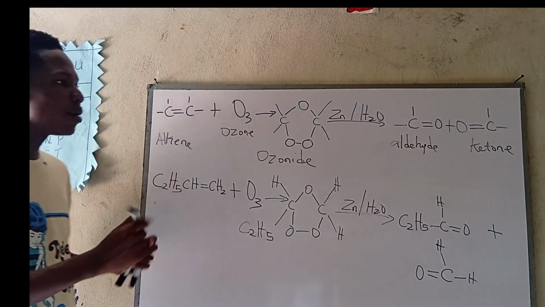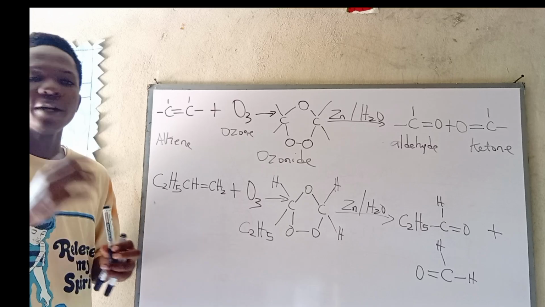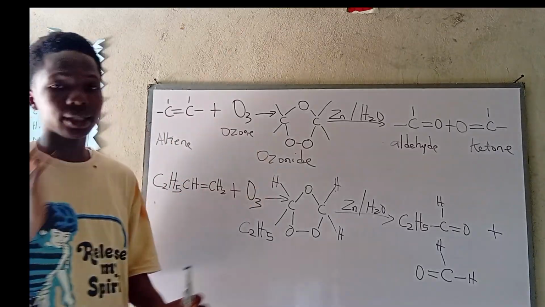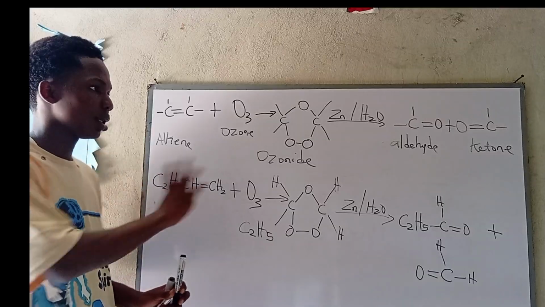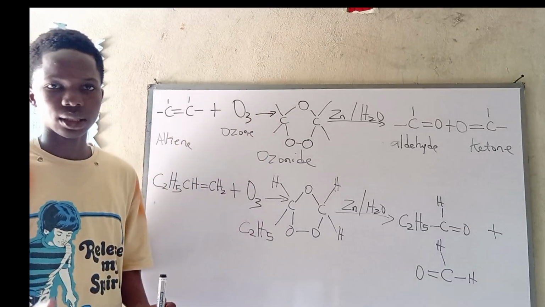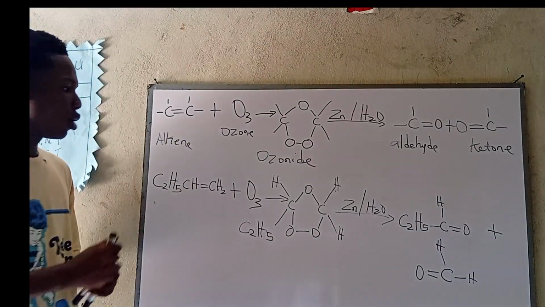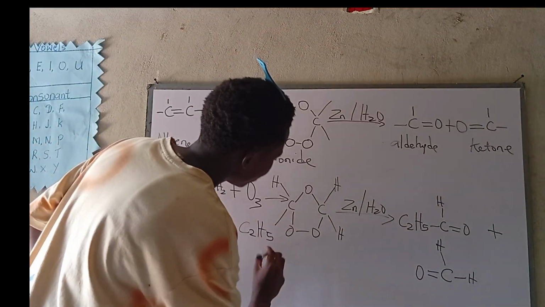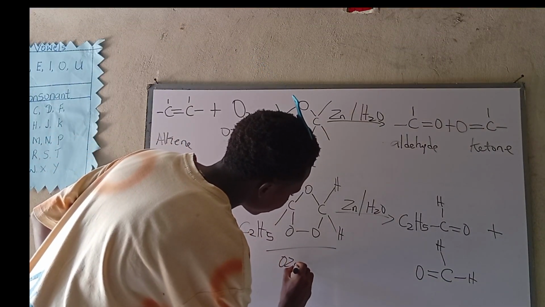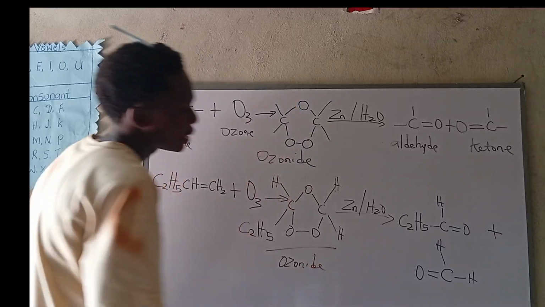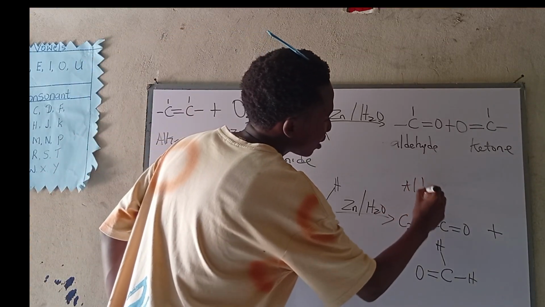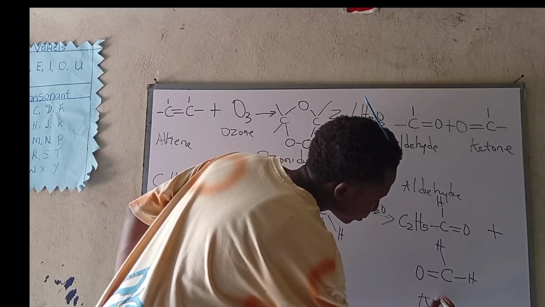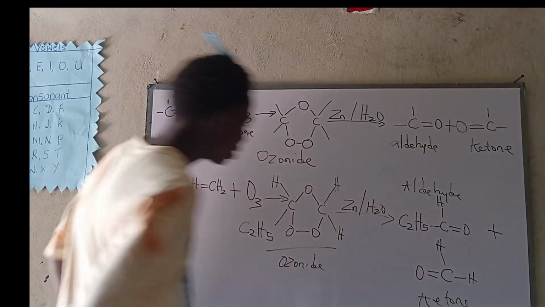From the look of things, we have gotten our aldehyde and our ketone. If you are still processing it, you can play it again, because it's kind of bulky, so that you understand. But before that, let's write it out. This is our ozonide. This is our aldehyde. And here is our ketone. So that you don't get confused.